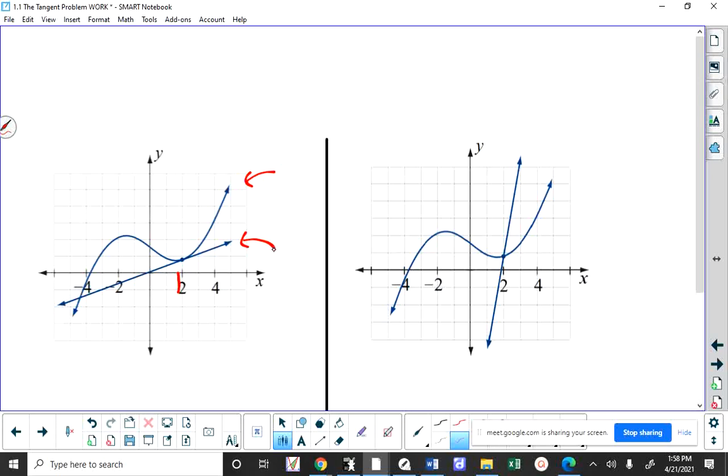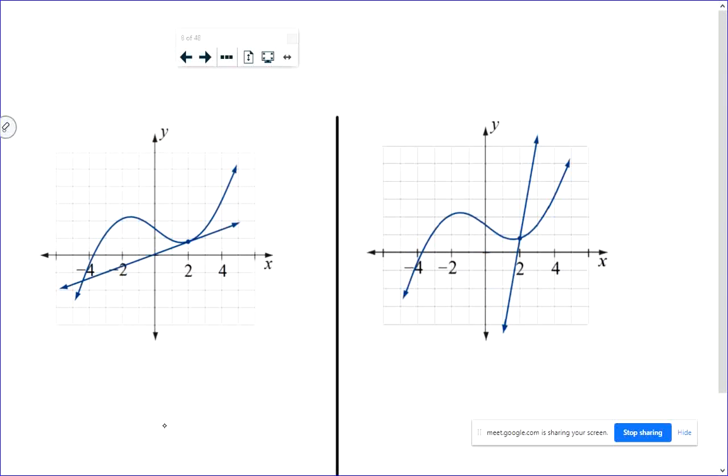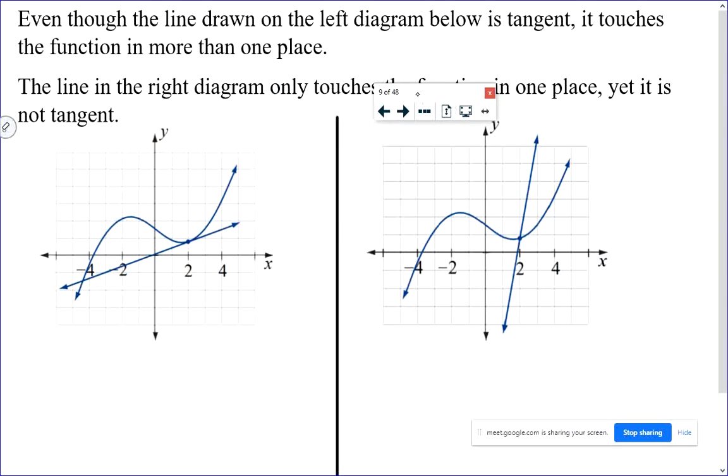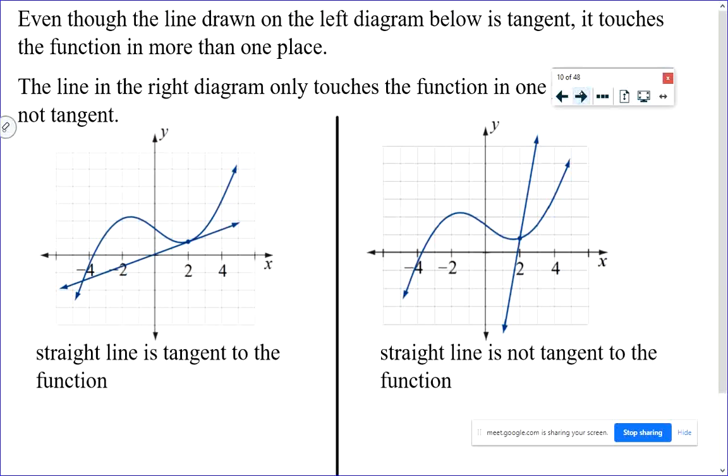But you will notice that the line, the tangent line, actually goes through the curve in more than one place, doesn't it? It crosses over here somewhere around negative 4.2. Whereas the line on the right clearly is not tangent, even though it only touches the curve in one place. So it's a very complicated thing trying to decide what tangent means in this context. So the straight line is tangent to the function on the left diagram, but it's not tangent to the function on the right.